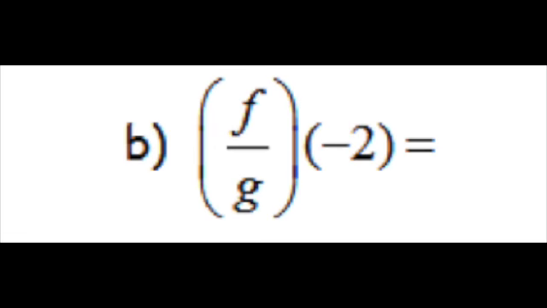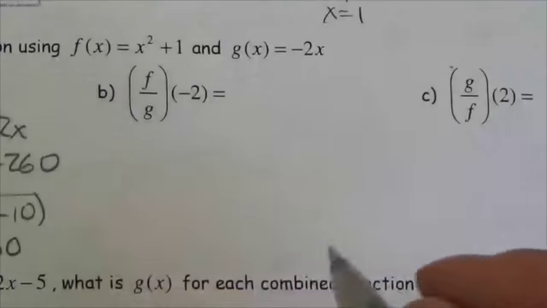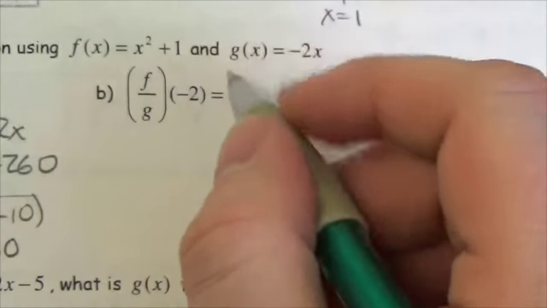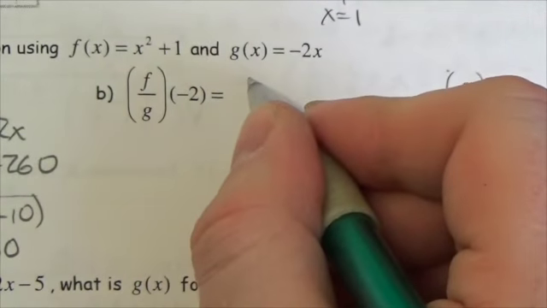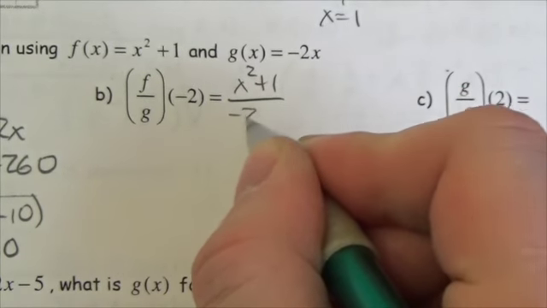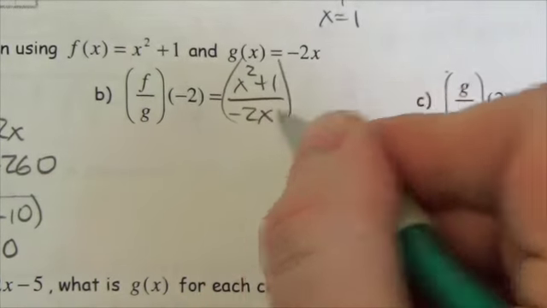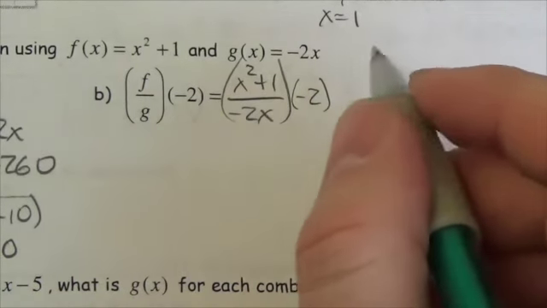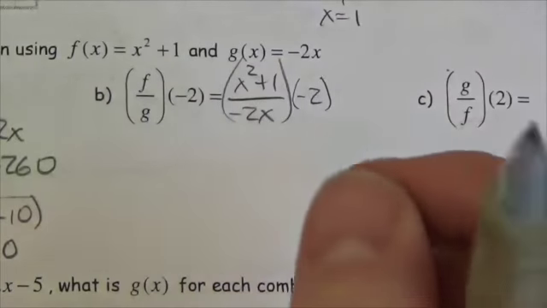F divided by g evaluated at negative 2. Okay, in this case right here, we're looking at division. So let's come up with the expression here first. So first of all, we'll do f of x over g of x. So x squared plus 1 over negative 2x. And we'll evaluate this at negative 2. Actually, that's a terrible notation. I shouldn't have done that.